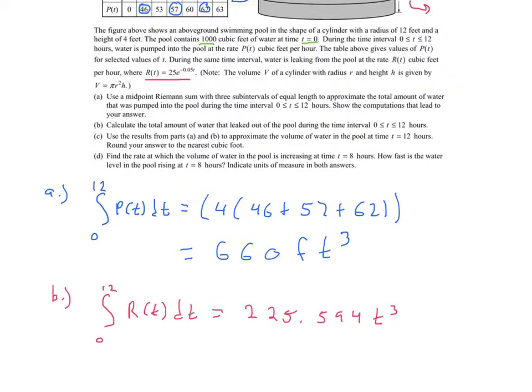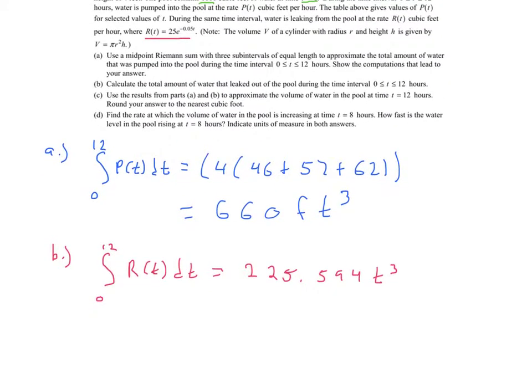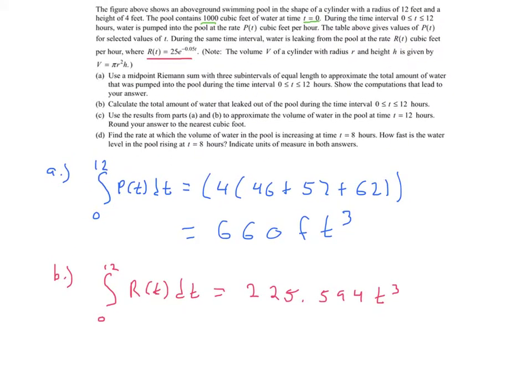Part C is asking us to use these results to approximate the volume of water in the pool at 12 hours. So if we think about it, the volume will be equal to that initial condition plus how much we added minus how much we subtracted. So how much we pumped in, how much leaked out.